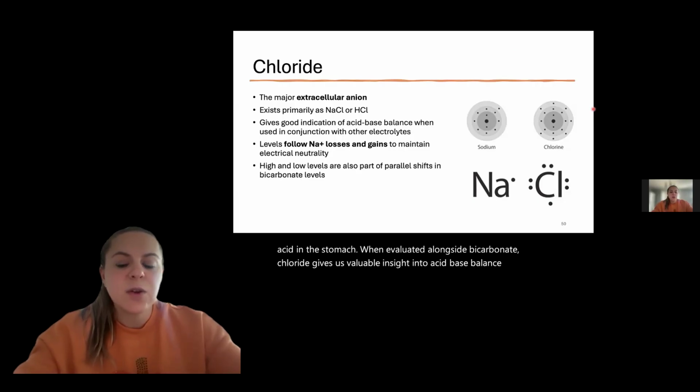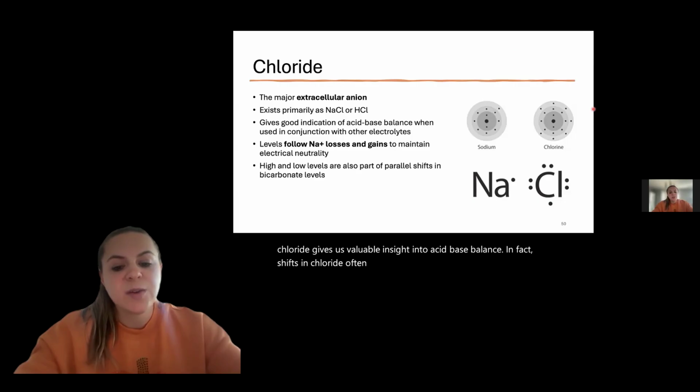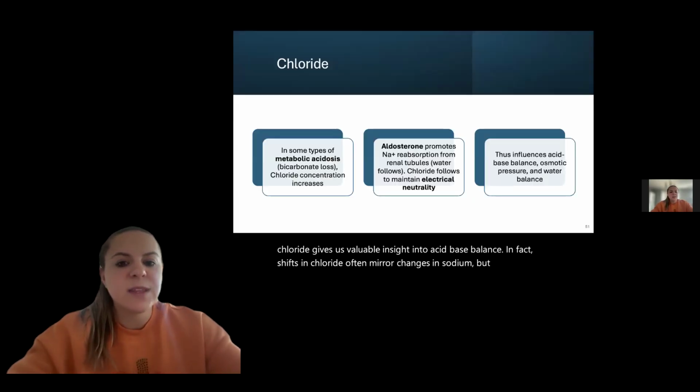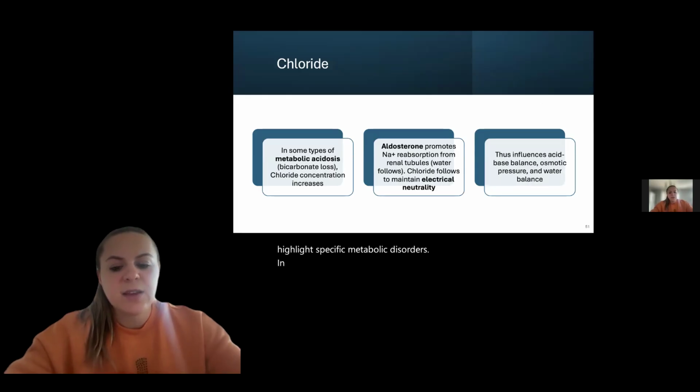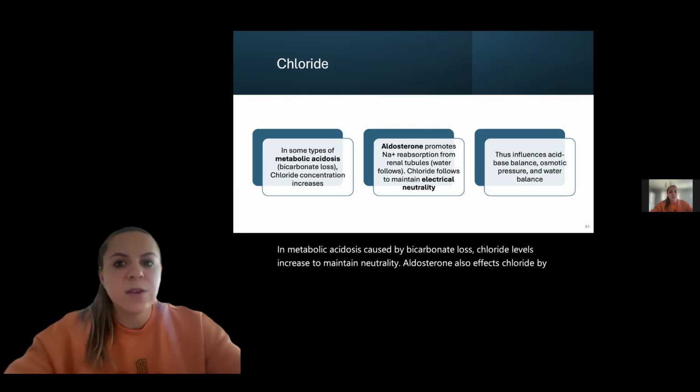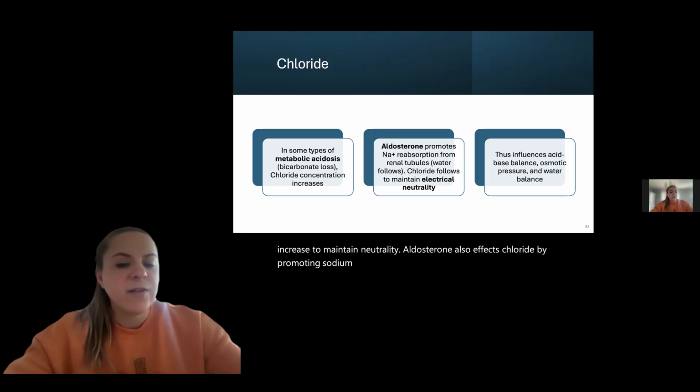In fact, shifts in chloride often mirror changes in sodium, but can also highlight specific metabolic disorders. In metabolic acidosis caused by bicarbonate loss, chloride levels increase to maintain neutrality. Aldosterone also affects chloride by promoting sodium reabsorption, with chloride following.